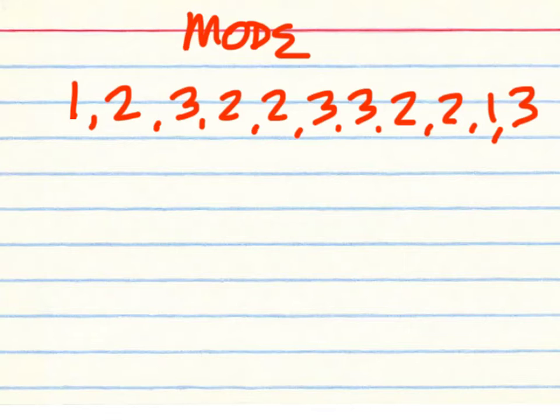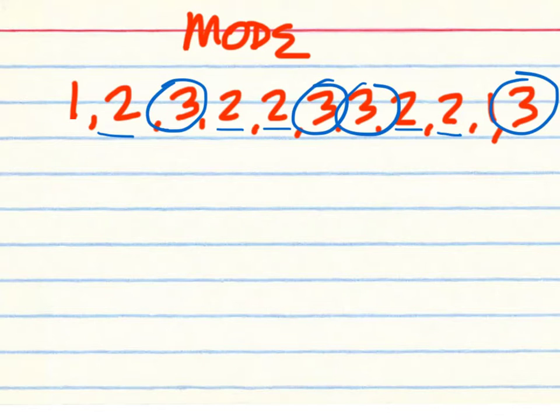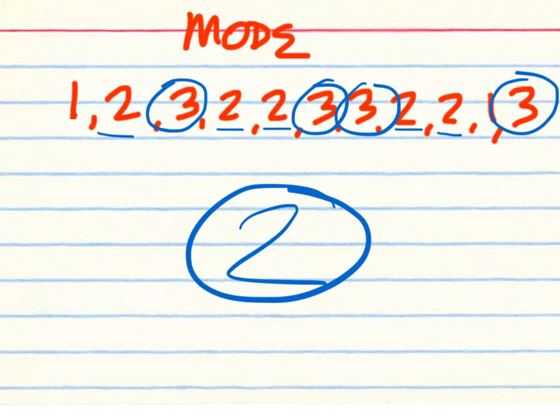In this list, find the mode. We have 1, 2, 3, 4, 5 2s. And then we have 1, 2, 3, 4 3s, and then 2 1s. So clearly it's going to be 2. It shows up 5 times. It is the most. That is the mode.